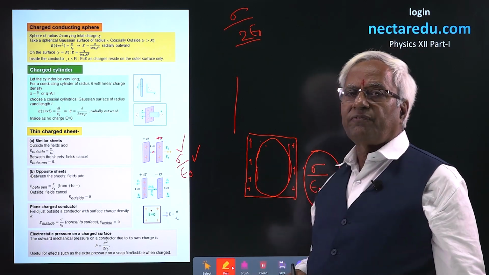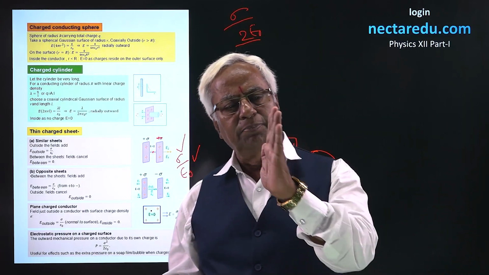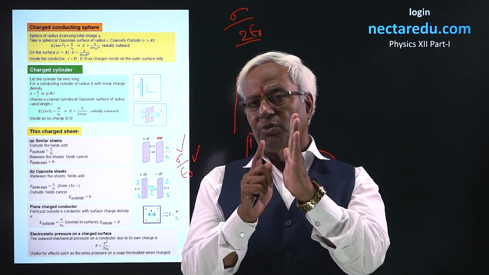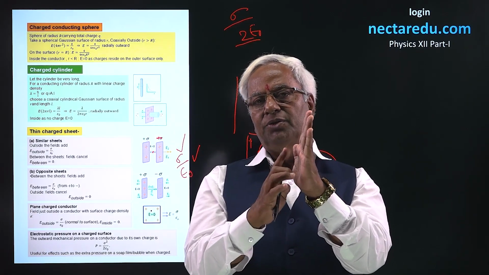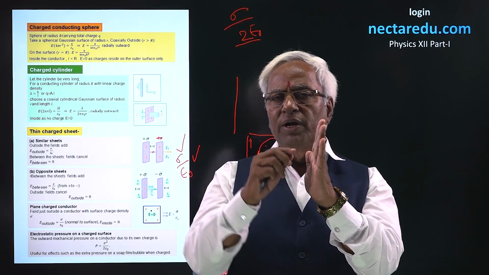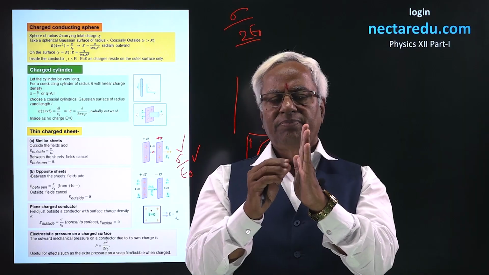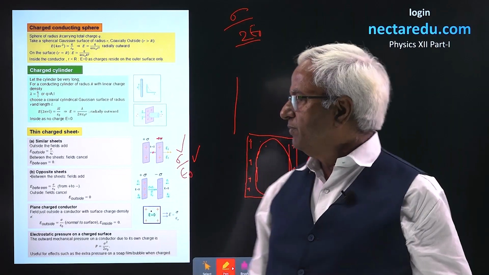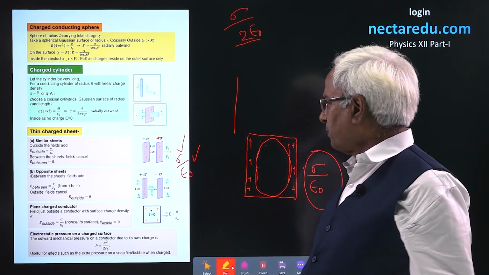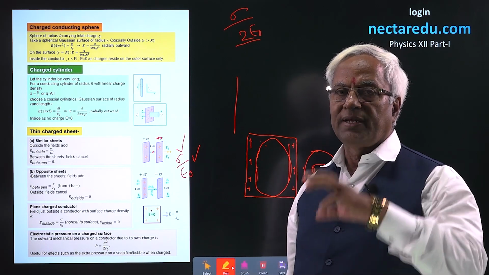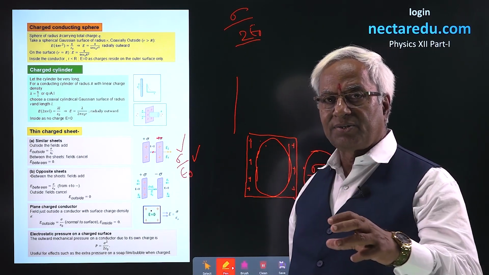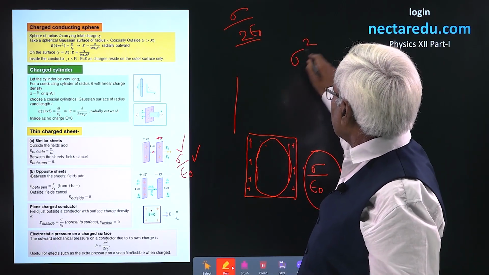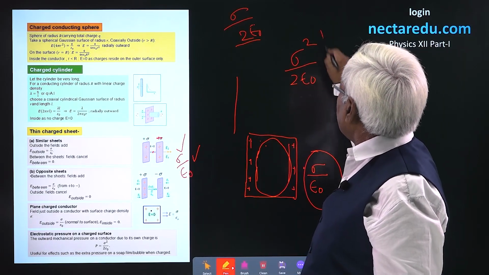Once you know the field near the plane conductor, suppose this is the plane conductor, the field here would be sigma upon epsilon naught. You also know that the charge on the surface is going to be some finite value. Whenever a charge is in a field, obviously it will experience some force, and that force results in electrostatic pressure. We conclude that whenever a conductor is charged, it has an electrostatic pressure on its surface given by sigma square upon 2 epsilon naught.